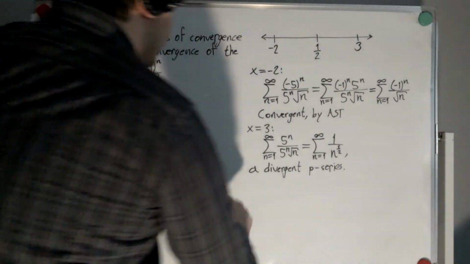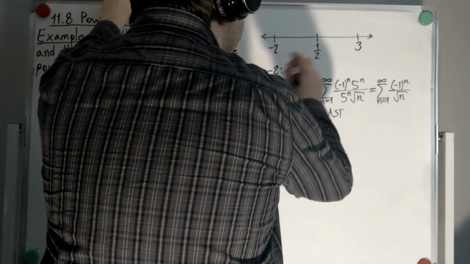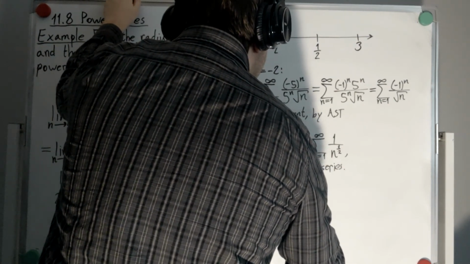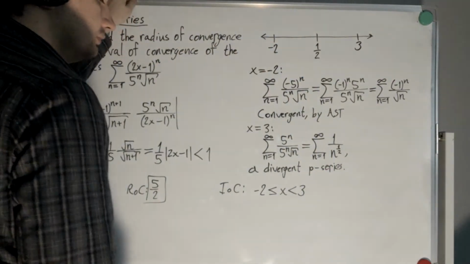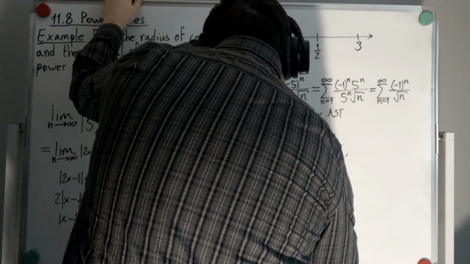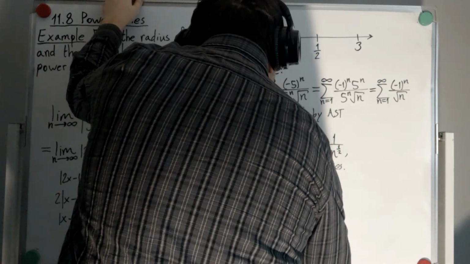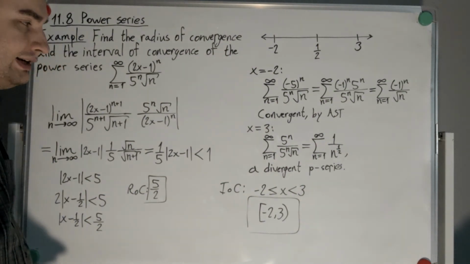So what we get here is that our interval of convergence is exactly where x is greater than or equal to -2, but less than 3. In other words, the interval from -2 to 3, closed on the left and open on the right. Okay?